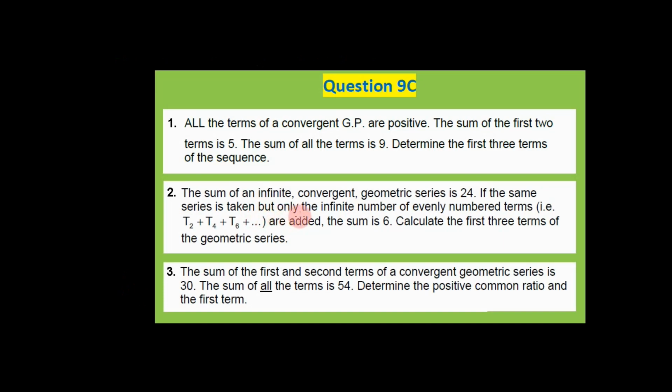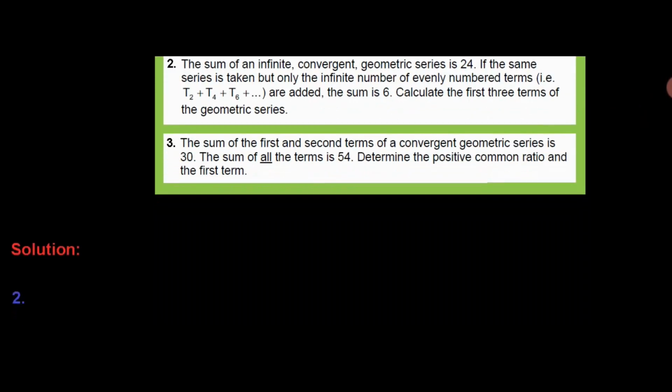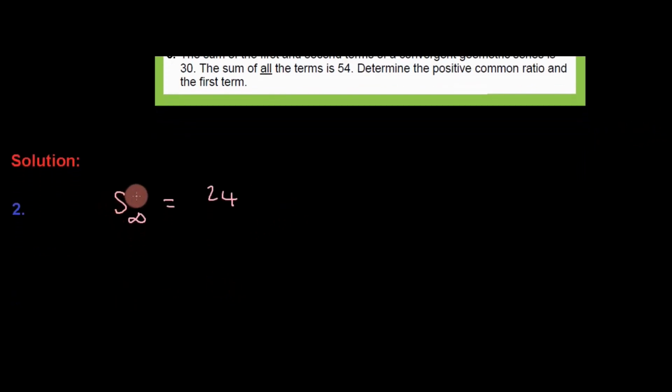So let's start by converting the information into equations. The sum of an infinite convergent geometric series is 24. So we can write that S sub infinity equals 24. And we can use a formula for the sum to infinity here. So a over 1 minus r will equal 24. And this we can call equation 1.